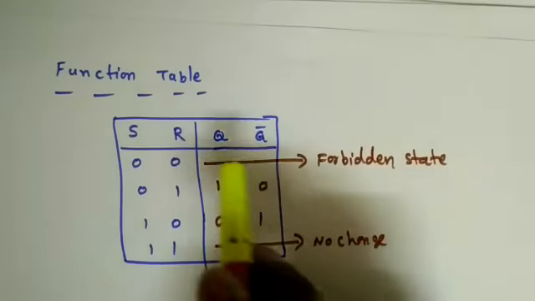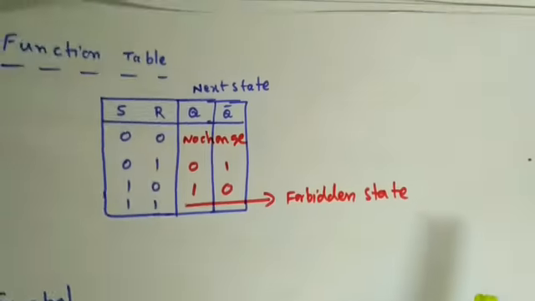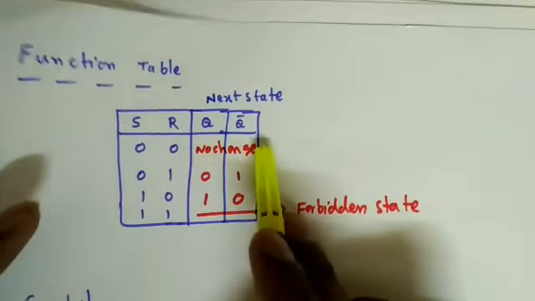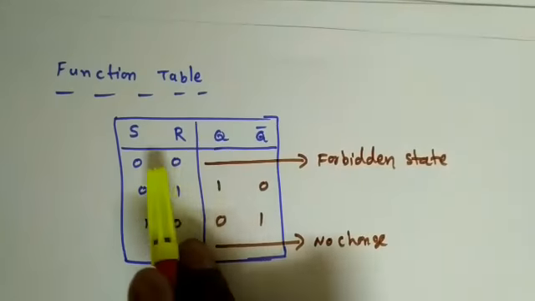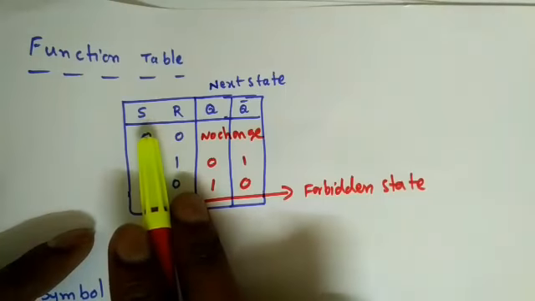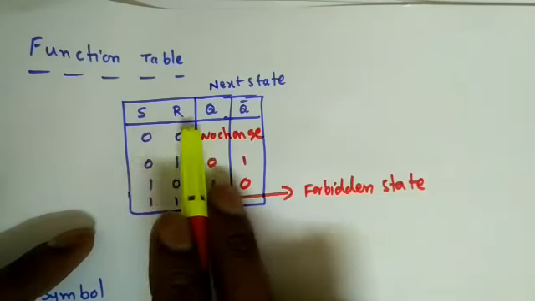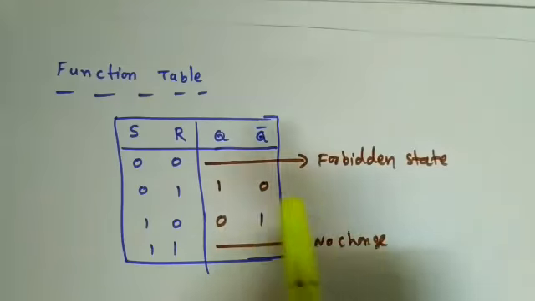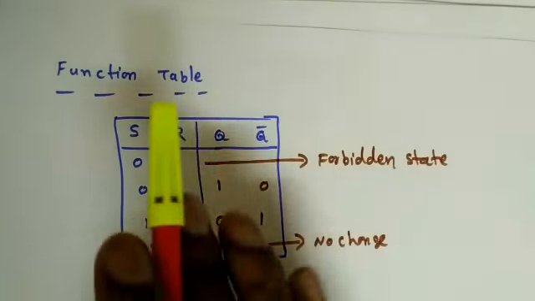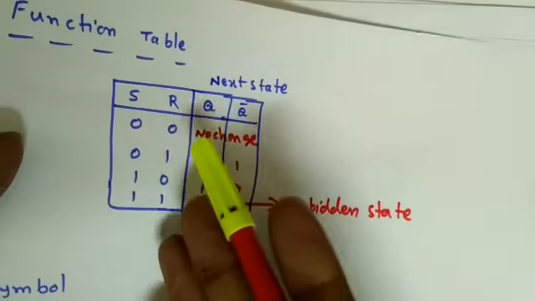Now if we compare this function table and the previous one, that is using NOR gate, for 0 0 we are getting no change there, and here for 0 0 we are getting forbidden state, and 1 1 we are getting no change. That is just the opposite case. So if I make this S bar and R bar, I will get 1 1. So I will get no change. Similarly, all possible, you will see the complement of this functional table.